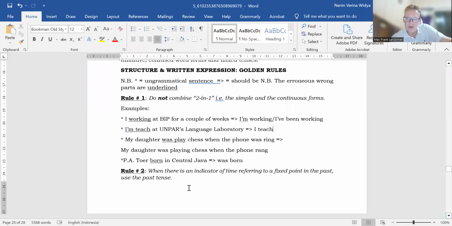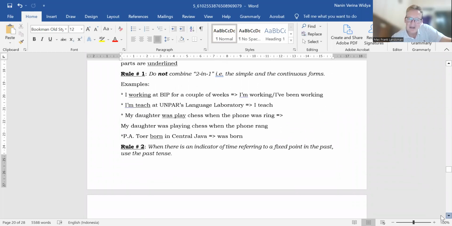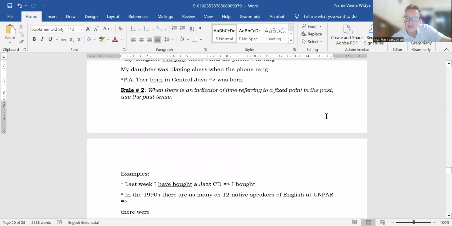Okay. Rule number 2, when there is an indicator of time, like last year, last month, 2 weeks ago, in the 19th century, and so on, that refers to a fixed point in the past, use the past tense, simple past, masa lampau ya in Indonesian.